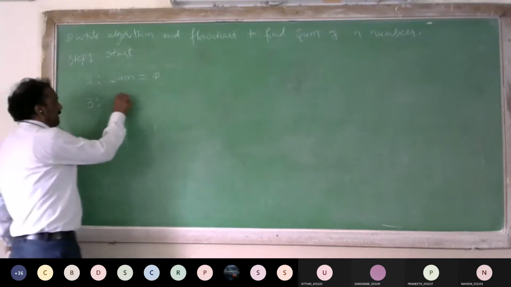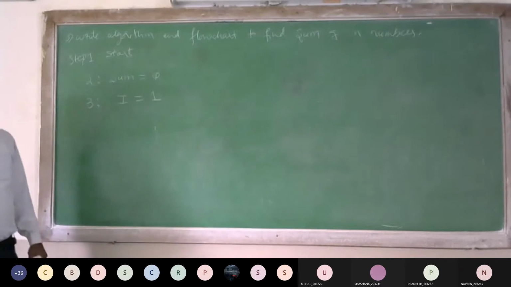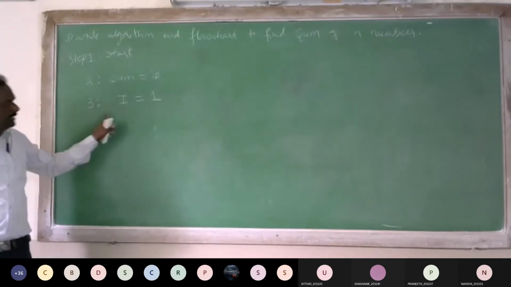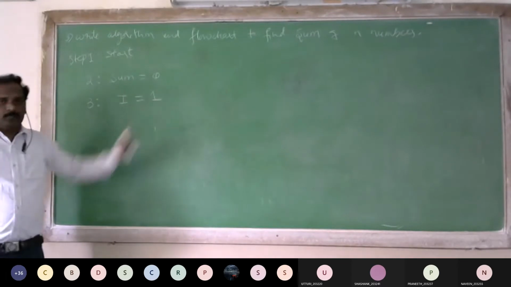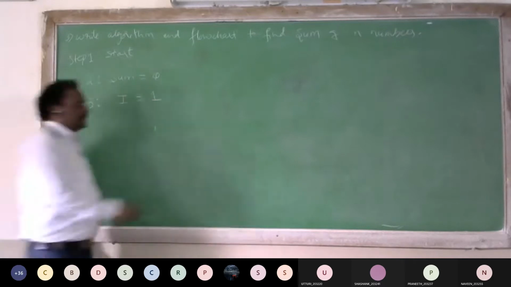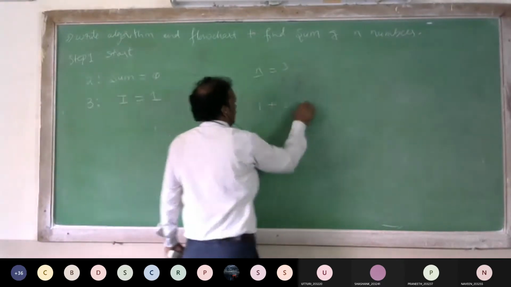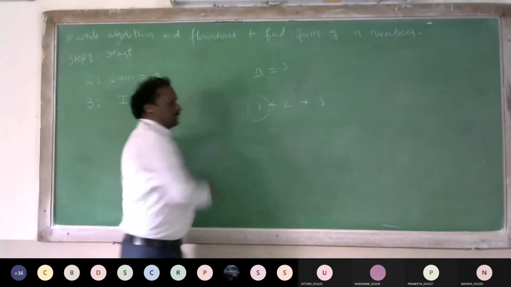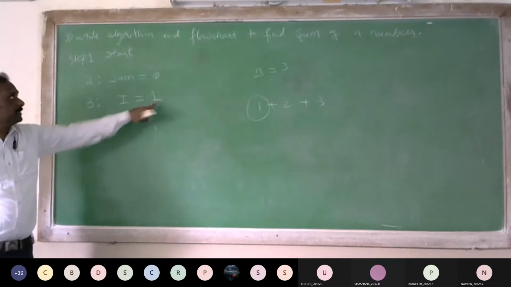So that I am taking as I. I is equal to 1. Initialize I is equal to 1. This is only for our understanding. You can write the word initialize also. So we have got one number. Say that n is 3. So I have to get this sum, right? 1 plus 2 plus 3. So this is the first number. The first number I have got now.